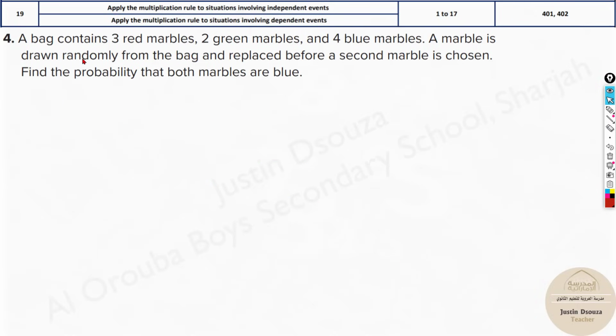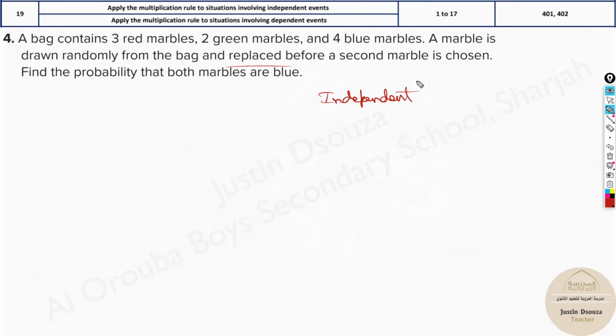Now let us go through this problem here. A bag contains 3 red marbles, 2 green marbles and 4 blue marbles. A marble is drawn randomly from the bag and replaced before a second marble is chosen. Find the probability that both marbles are blue. Now here this is a very important word, replaced. Replaced means you choose something and put it back, so the probability is not affected. This is also an independent event.